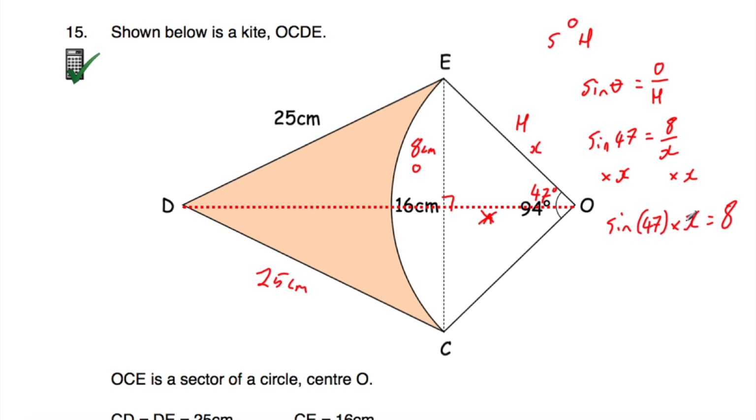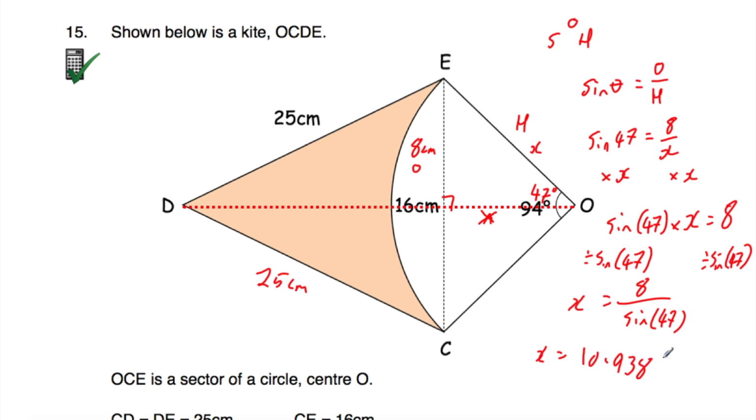So if we want to find out what x is, we need to get rid of this multiplied by the sine of 47. So we're going to divide by the sine of 47, and we're going to divide by the sine of 47. So on the left hand side, we'll be just left with x, and on the right hand side, we're going to have 8 divided by the sine of 47. And then if we type this into our calculator, 8 divided by the sine of 47, x will be equal to 10.93861969 centimeters. So that is the length of OE. So we've now got the length of OE, which is fantastic.